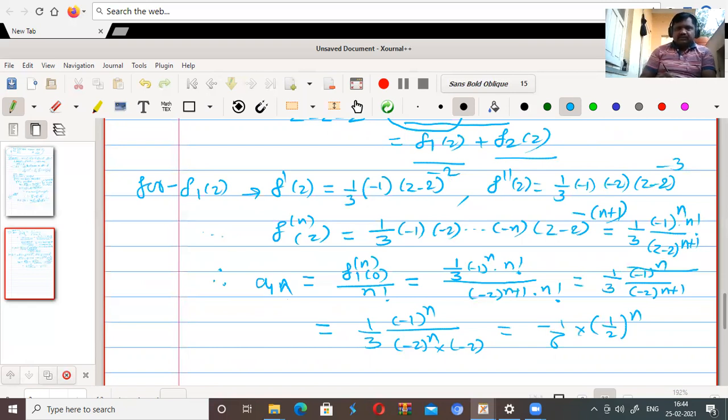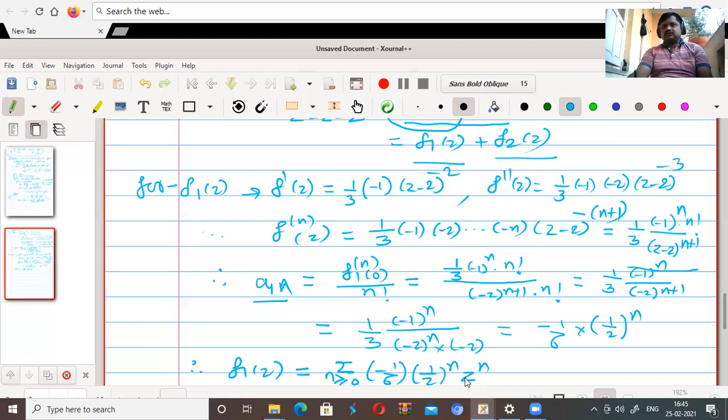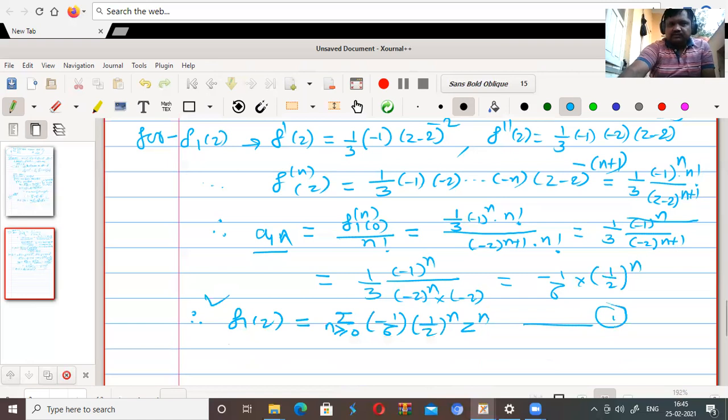This is a1n. And therefore, f1(z) can be written as the summation for n greater than or equal to 0 of minus 1 upon 6, into (1 by 2) to the power n, into z to the power n. This I will call equation number 1. This is for f1 of z.